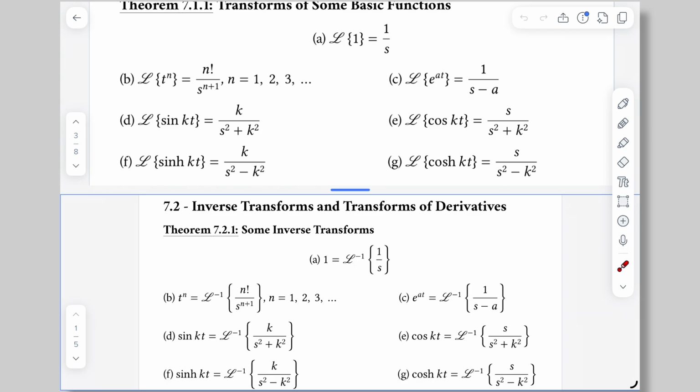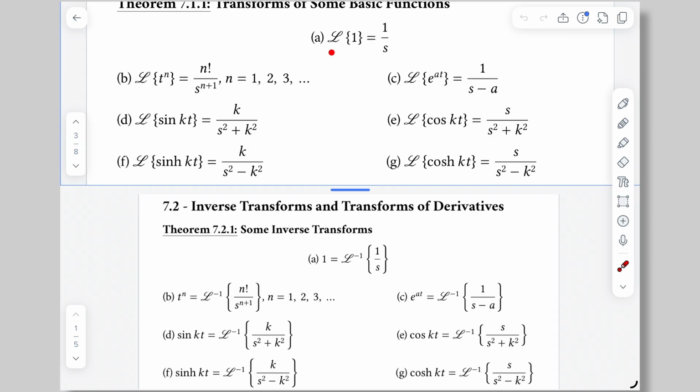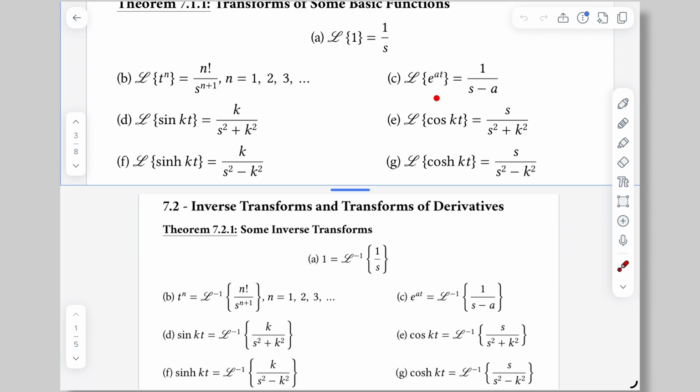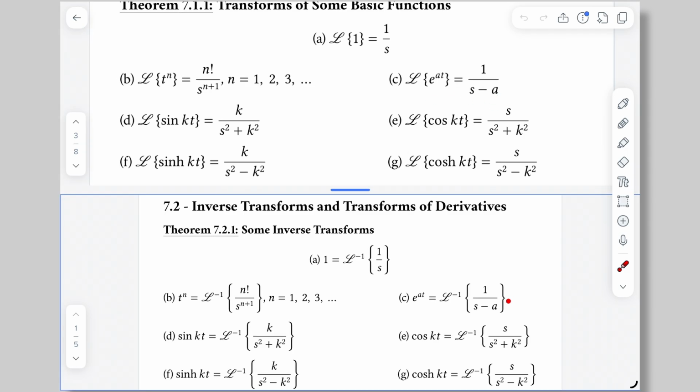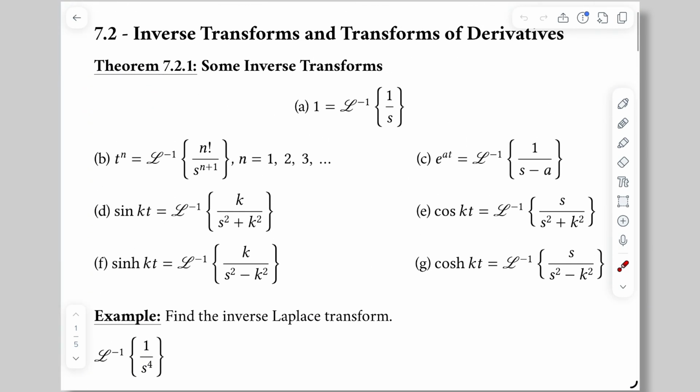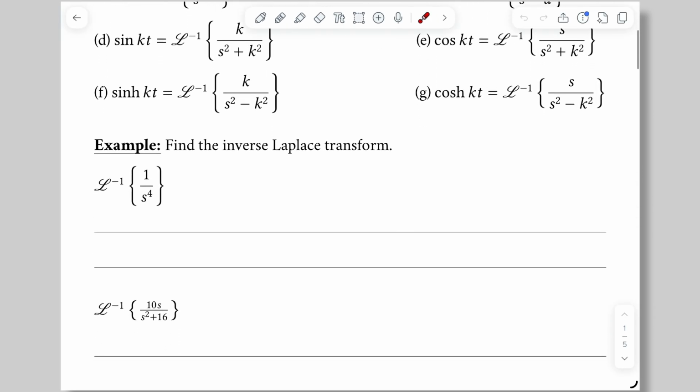But for now, since the Laplace transform of 1 is 1 over s, the inverse transform of 1 over s is 1. And likewise, since the Laplace transform of e to the at is 1 over s minus a, the inverse transform of 1 over s minus a is e to the at. I know we haven't yet seen why these are useful, but that'll unfold over time, and for now we're just going to work with finding inverse Laplace transforms.